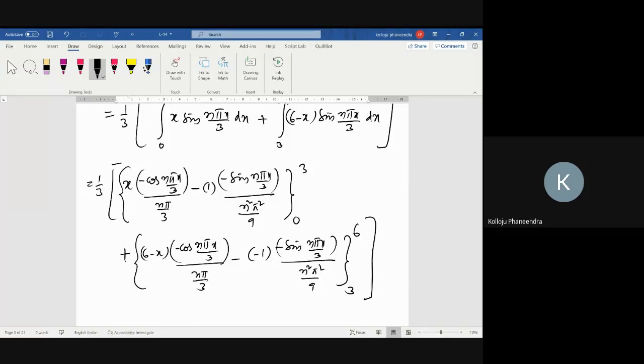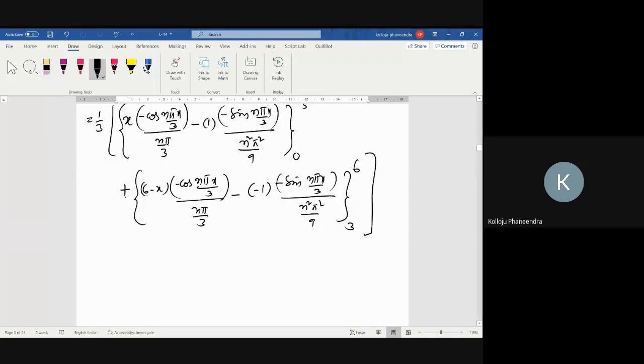This entire bracket is closed. Now substitution of limits. This is 1 by 3. First upper limit 3. If I put 3 here, 3 gets cancelled, and here also 3 in place of x. So this becomes minus 9 by n pi cos n pi. First term. And when I put x equal to 3, 3 gets cancelled, sin n pi value 0. This upper limit is over. Coming to lower limit 0, x is 0 and sin 0 is 0. So totally 0. This part is over.